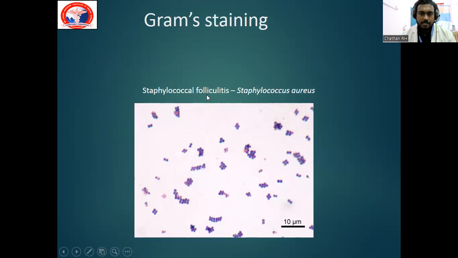This is how Staphylococcus aureus looks in gram staining. You can see the purple colored, or gram positive, organisms which are located in clusters, with a grape-like appearance. This is very typical of Staphylococcus aureus. This is particularly important when patients present with bacterial infections such as folliculitis in the skin.